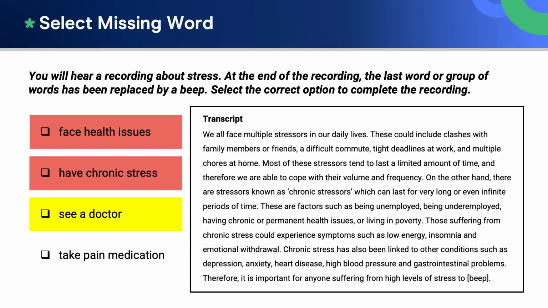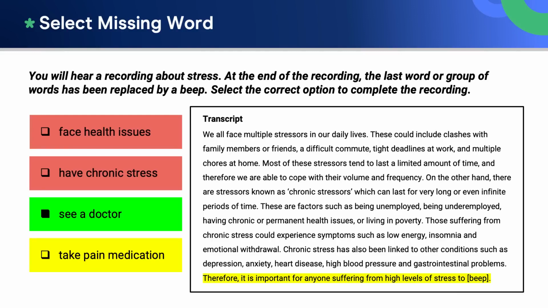The third option would be, therefore, it is important for anyone suffering from high levels of stress to see a doctor. Well, that makes sense. The speaker talked about a range of health problems resulting from stress. A suggestion for someone with high stress levels to go see a doctor is a logical suggestion. The meaning of this option in this sentence is correct. The option is correct. To be sure of our choice, we need to also check option 4.